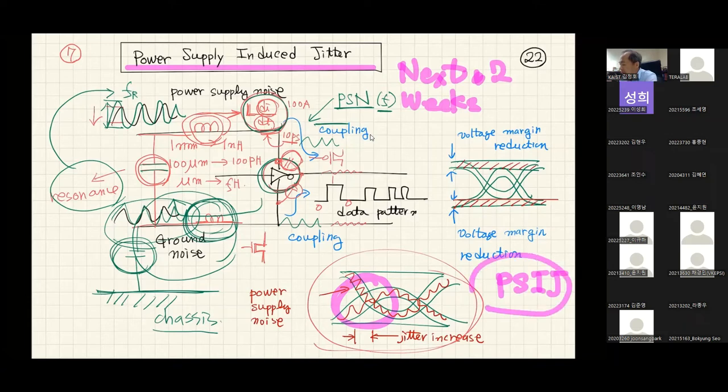And in the semiconductor industry, companies such as Samsung, Hynix, Google, or Nvidia are fighting very strongly against this power supply induced jitter. And in some classes this semester, I will invite a PhD student who is working on PSIJ as a guest speaker.